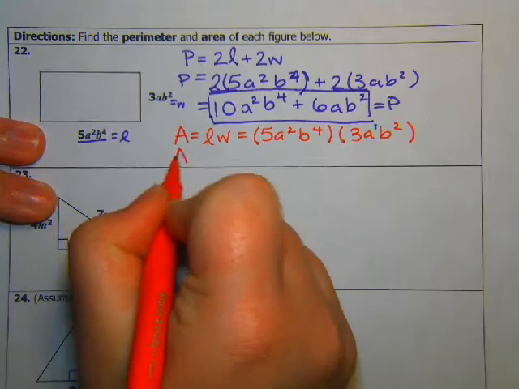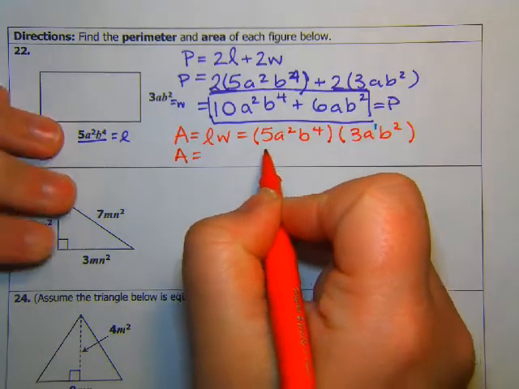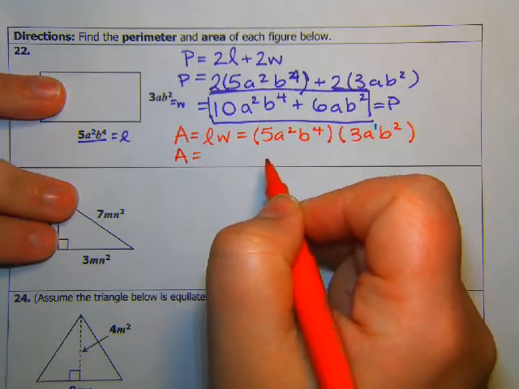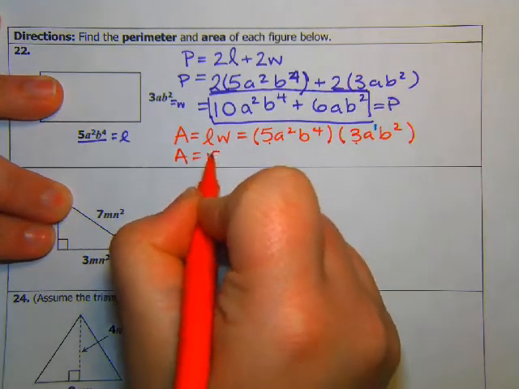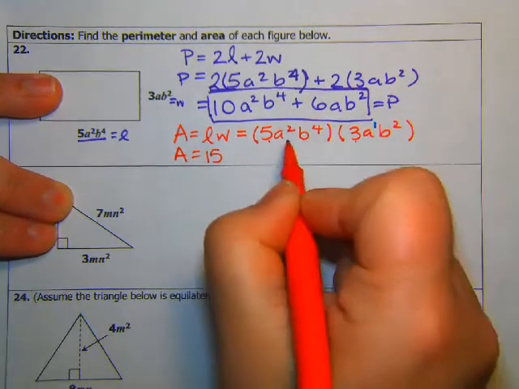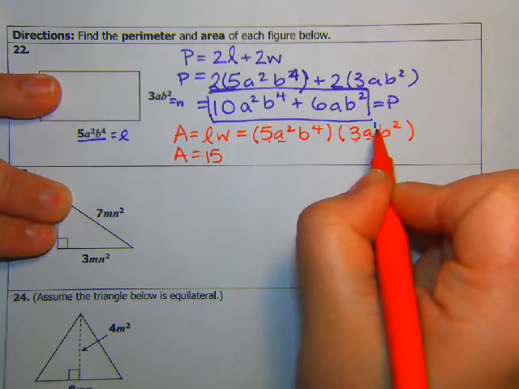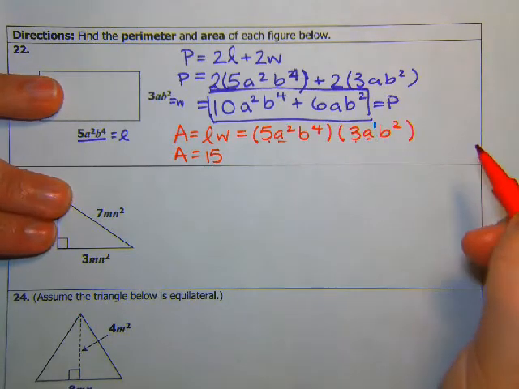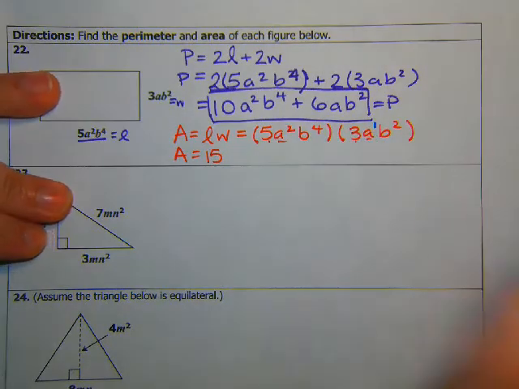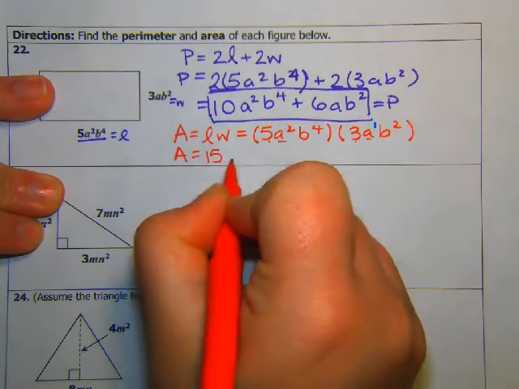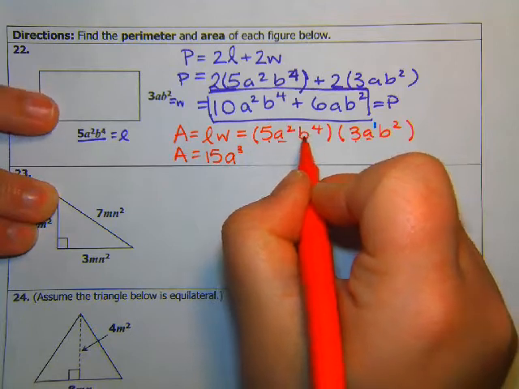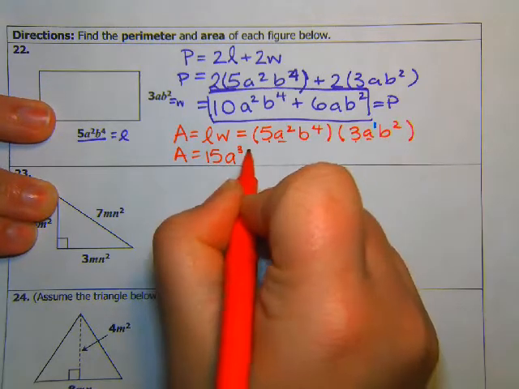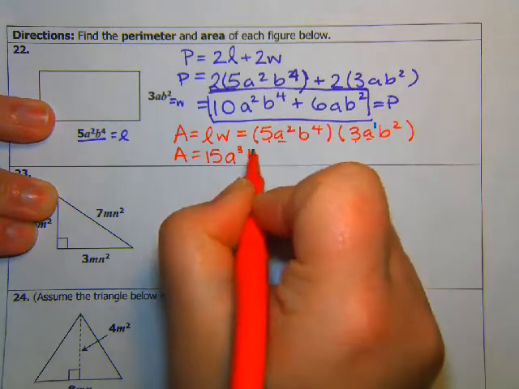And then a is equal to, and then we only can multiply the things that have the same base, right? So we have 5 and 3, and that multiplies to 15. Okay, and we have a squared and a to the 1st. Well, the rule that you learned was when you multiply with the same base, you add the exponent. So 2 plus 1 is 3, so a cubed. And then I lastly do the b's. This is b to the 4th, b squared, and that's b. 4 plus 2 is 6.